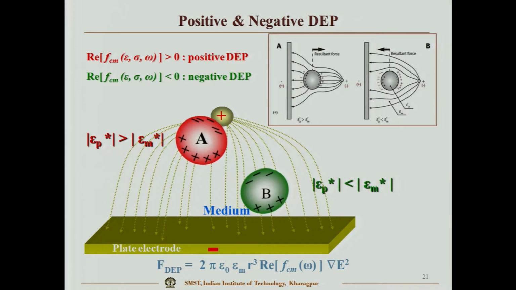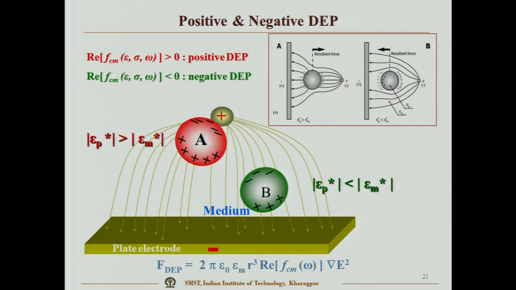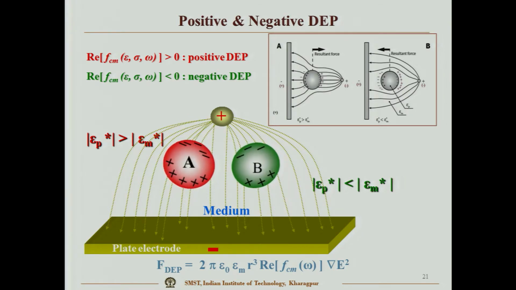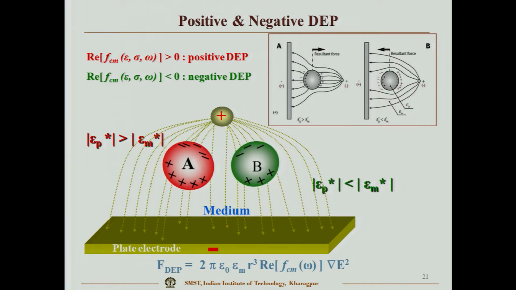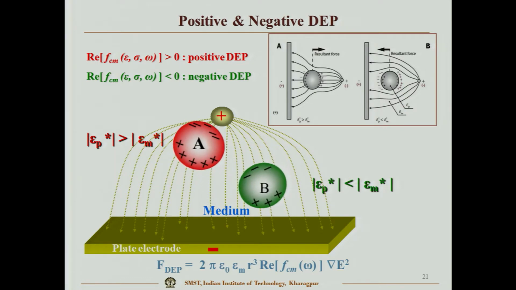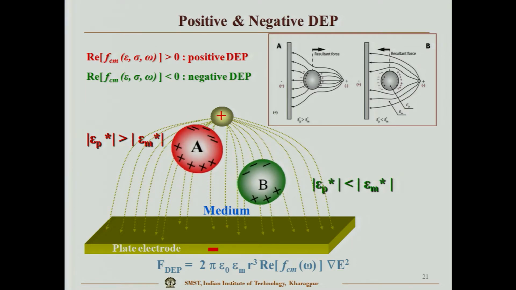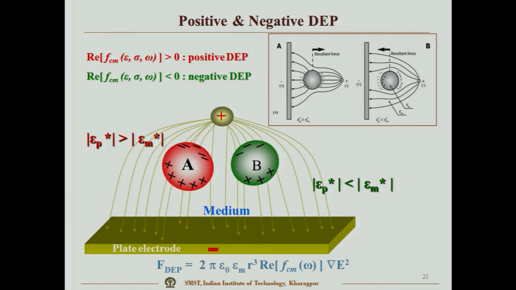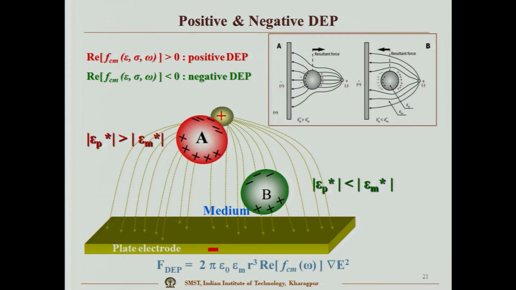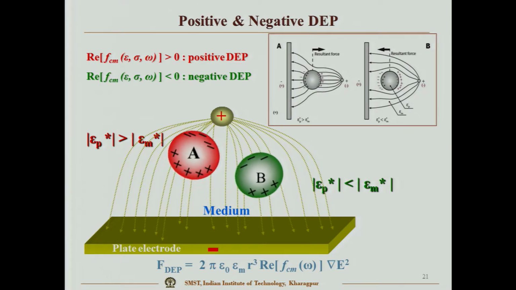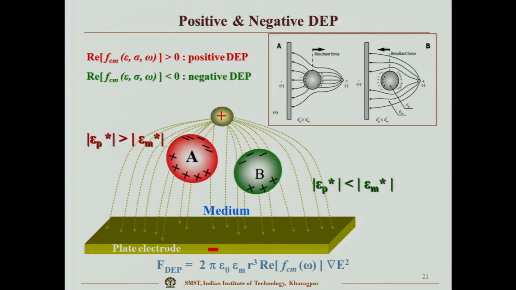Positive and negative DEP. Here, my main aim is to separate the cancerous cell from the normal cell. You take the biopsy sample, and there you have a mixture of cells, that means a mixture of normal cells and cancerous cells. Both the cells have the same dimensions because their origin is the same, but their dielectric properties have differed because the disease progression has taken place. I will utilize this dielectric property to separate the cells.